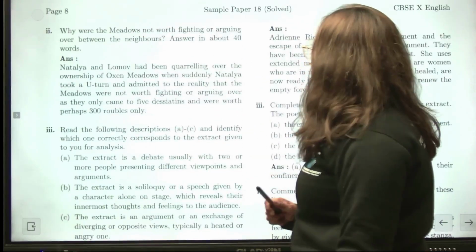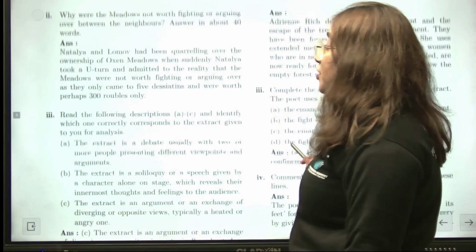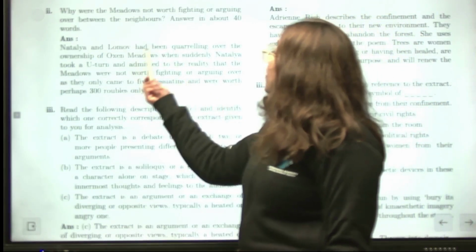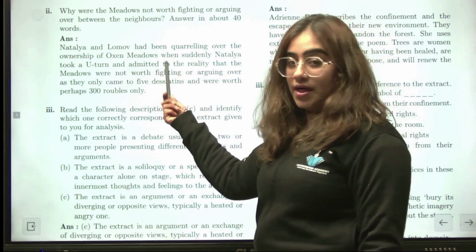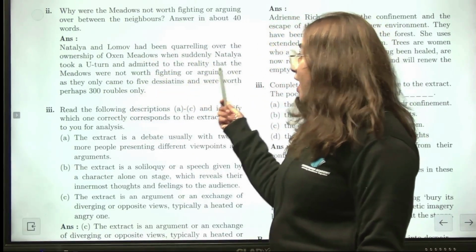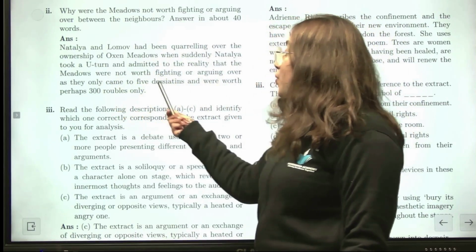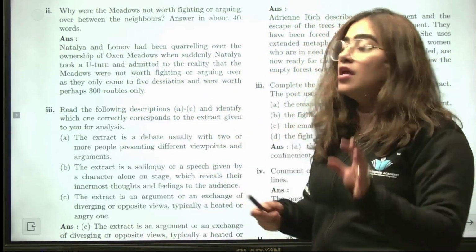Why were the meadows not worth fighting or arguing over between the neighbors? Because it was of 300 rubles only. We have read this. Natalia and Lomov had been quarreling over ownership of Oxen Meadows. First, tell me what they were fighting over. Suddenly Natalia took a U-turn and admitted the reality that the meadows were not worth fighting or arguing over, as they only came to 5 desyatins and were worth perhaps only 300 rubles.